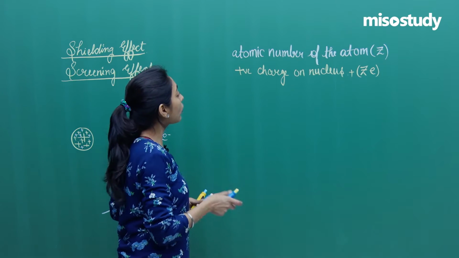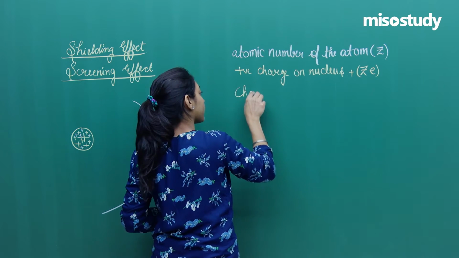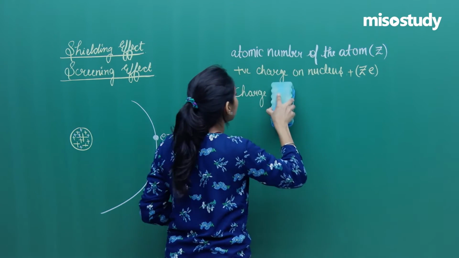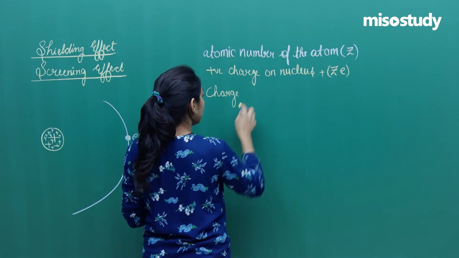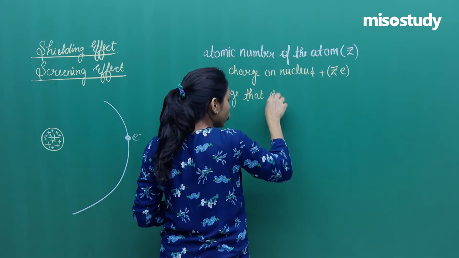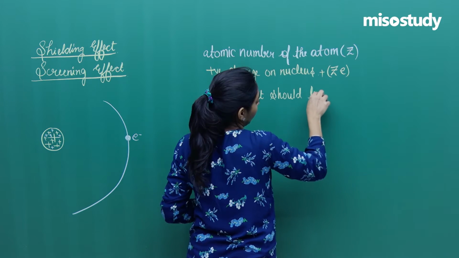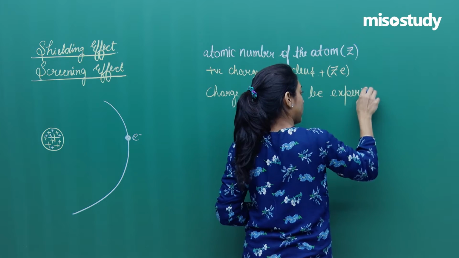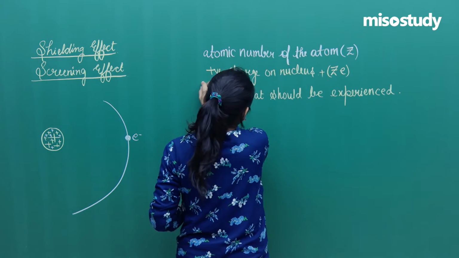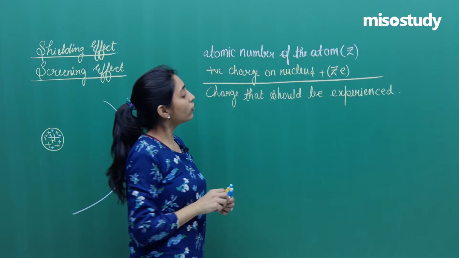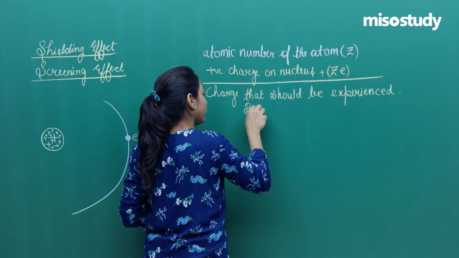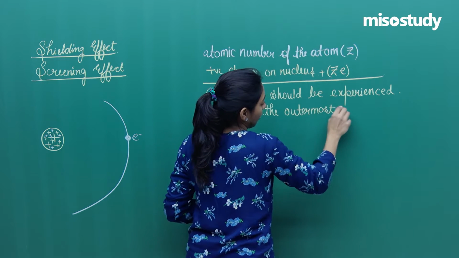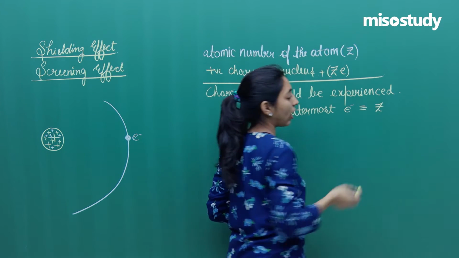Am I right? So now can you say what is the charge experienced? Instead of saying that, I should have written the charge that should be experienced by the outermost electron. So these two we have done. Now we were to find out the charge that should be experienced by the outermost electron. Let us say that charge should be Z.